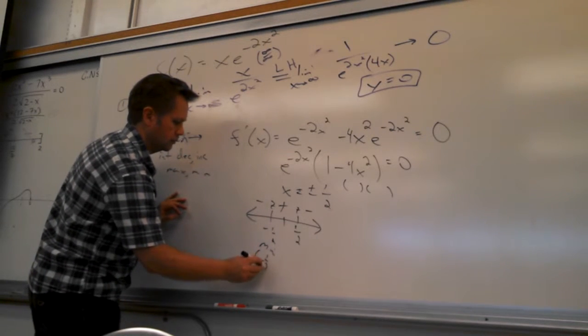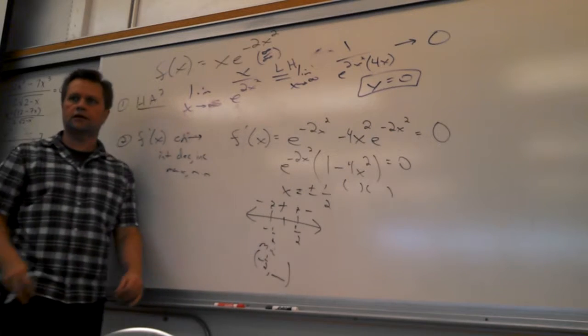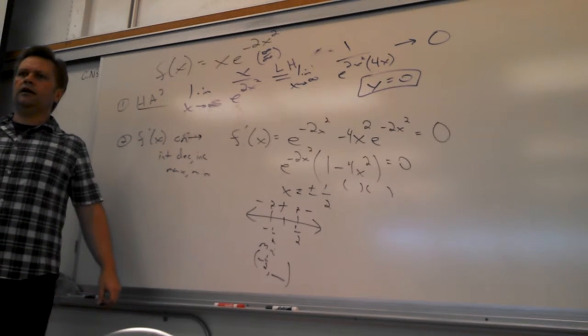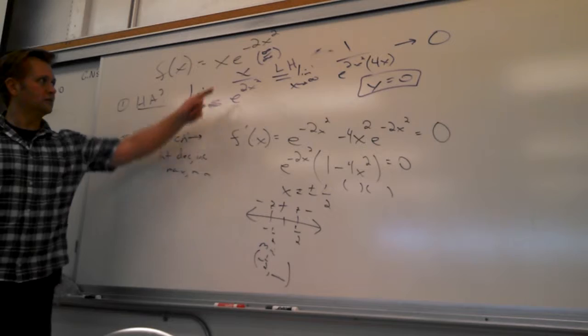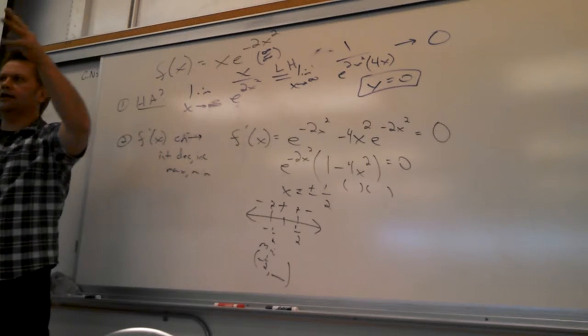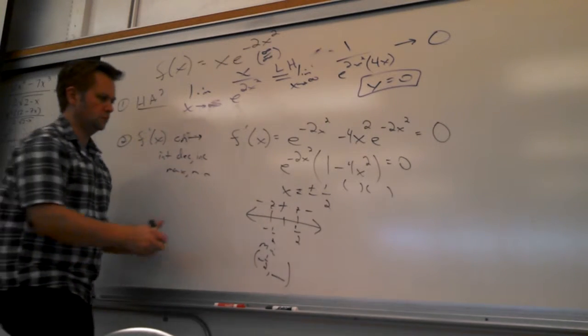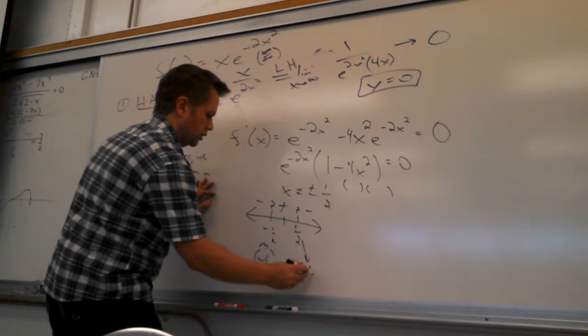Min at what? Something disgusting. Plug in negative 1/2 to the original. Somebody work on that right now. Just plug a negative 1/2 in there and get a decimal. Plugging and shoving. Plugging and shoving.